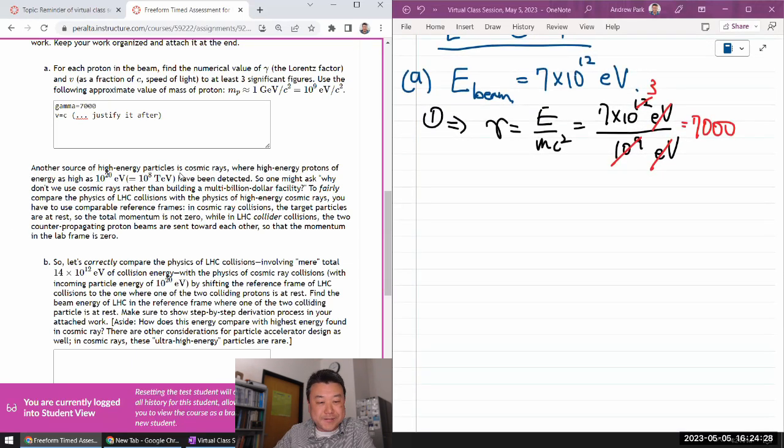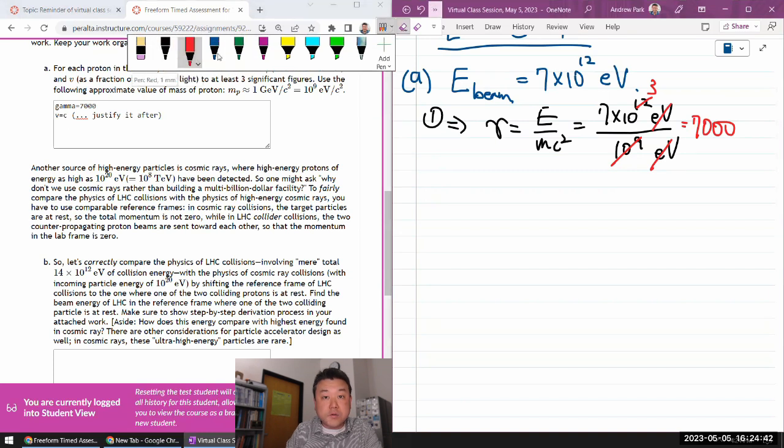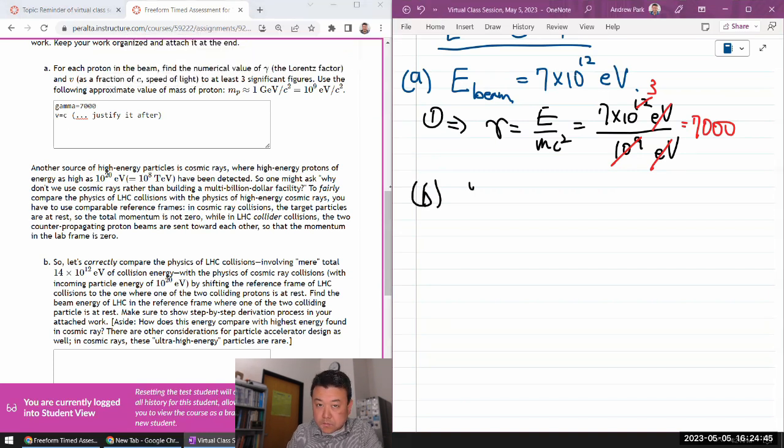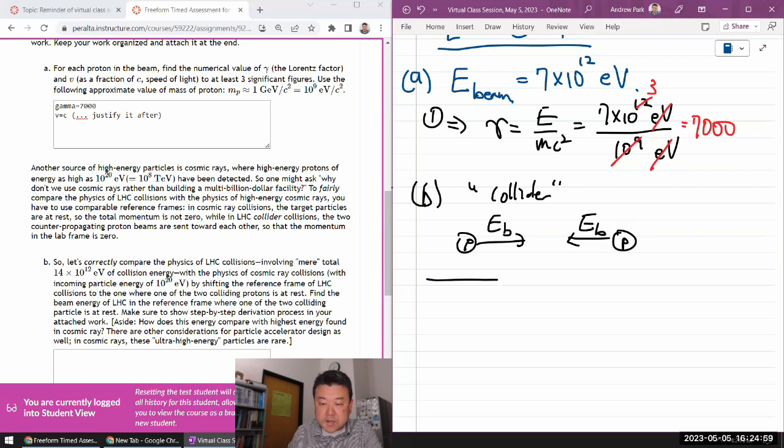Another source of high energy particles is cosmic rays, where high energy particles have been detected. One may ask, why don't we use cosmic rays? What it's trying to say is you've got two different setups. There's the collider configuration, which is the LHC configuration. You have two particles coming in with more or less equal energy towards each other. And the other would be the stationary target picture, which is more appropriate with something like cosmic rays.